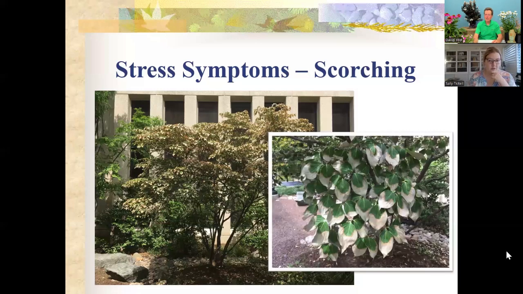This is dead leaf tissue. Okay, so that's permanent. That's not fixable. Right. Well, of course they'll shed leaves and then they'll come back nice and green next year.